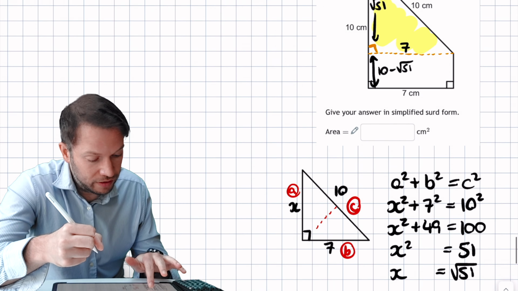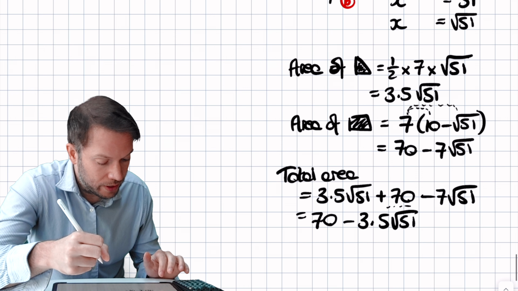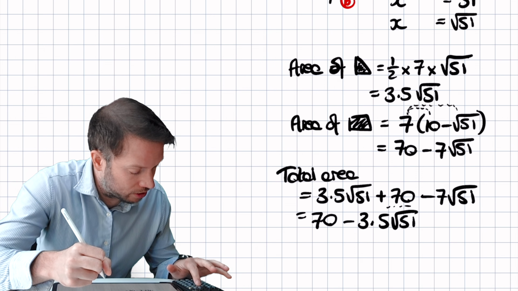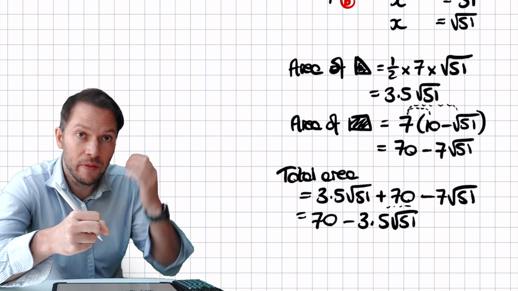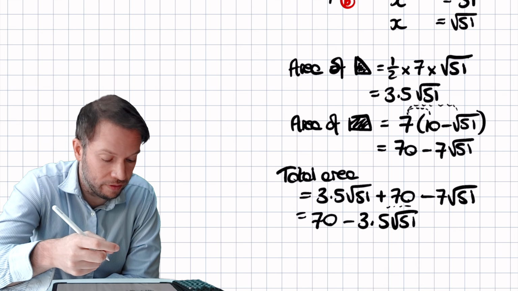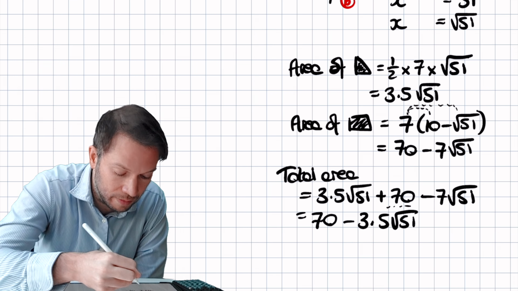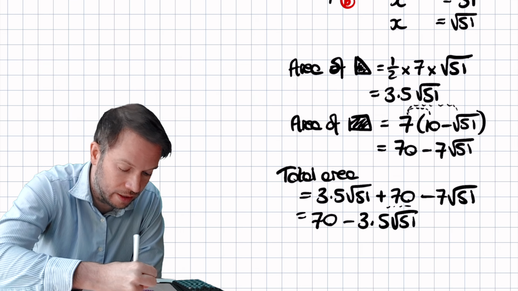We've given the answer in simplified surd form. Now, root 51, if you do root 51 on a calculator, for example, it can't simplify any further. That's because 51 doesn't have any square factors other than 1. So that's the best we can do. So that is the final answer.